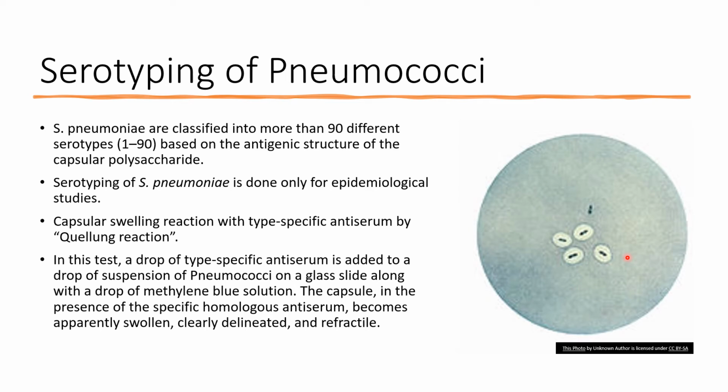So for all the 1 to 90 serotypes, we have 90 different types of antiserum with which we can find out what type of serotype of Streptococcus pneumoniae we have with us.